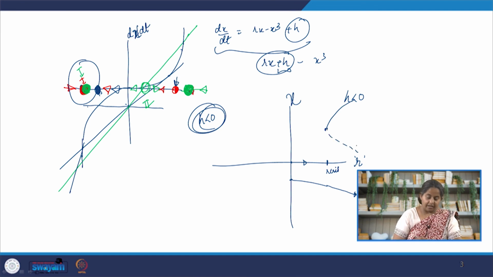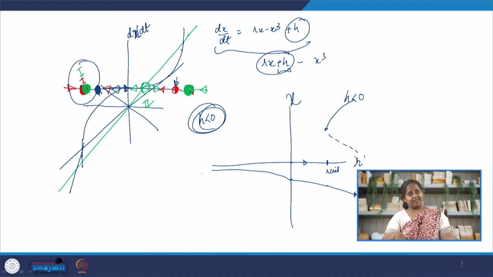Now what happens when r is negative? Let's very quickly take a look at it. When r is negative, we have one fixed point. It's a stable fixed point, and it collapses into 0 when r approaches minus infinity. Something like this. So this is our bifurcation diagram.